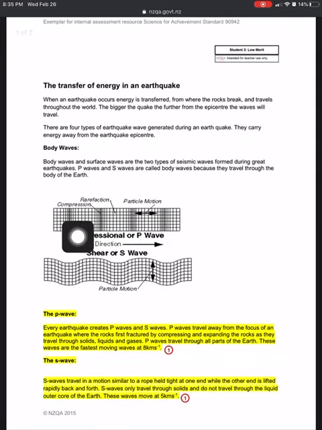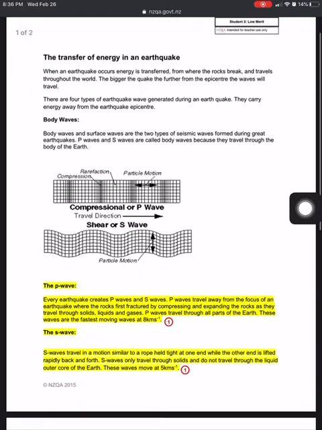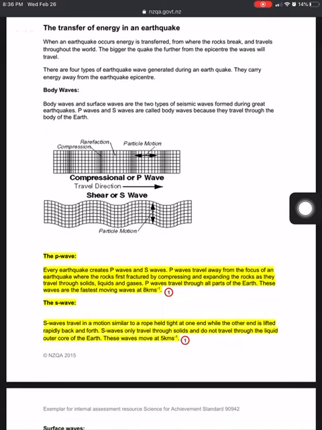So here in this image you have the compression, you have the rarefaction, you have the particle motion, compressional or P wave, travel direction. So it goes straight like this. That's your P wave. Okay. Your shear or S wave basically goes up and down. So when you're feeling this up and down motion with the earthquakes, you're feeling that S wave. When you're feeling the sideways swaying and stuff, that's your P wave. Okay. So every earthquake creates P waves and S waves.